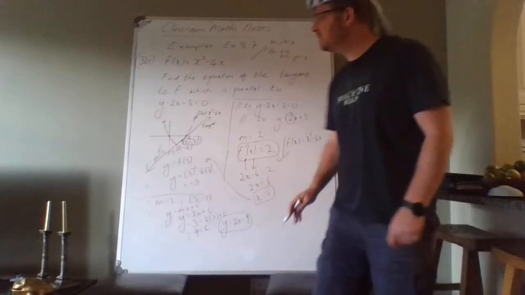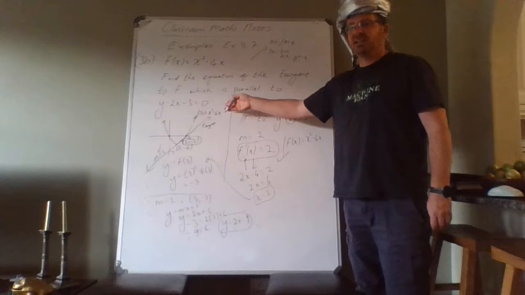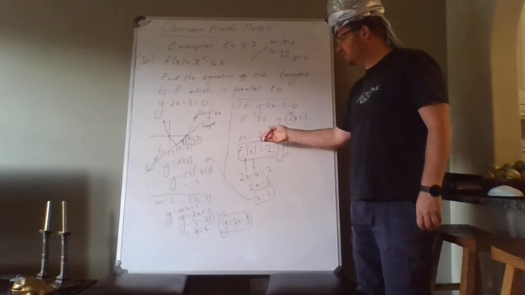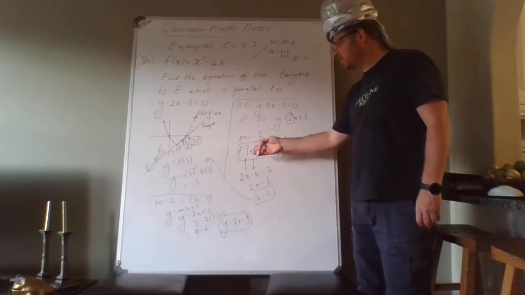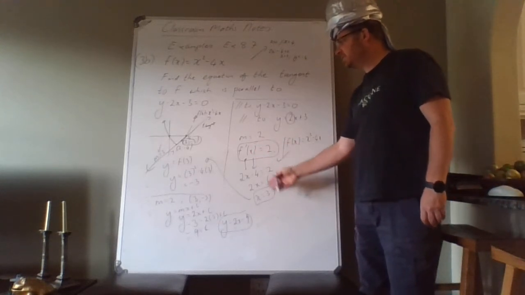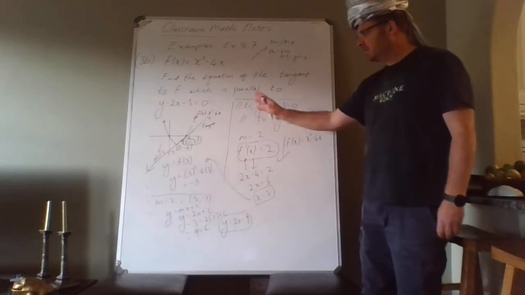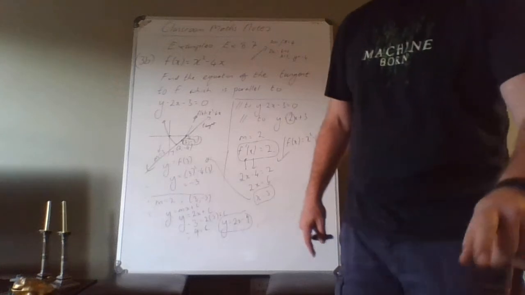So just take what you're given. By telling you it's parallel to that line, they're giving you the gradient. It's a complicated way of telling you that the gradient is 2. What gives you the gradient? The derivative. So we set the derivative equal to 2, solve that to get the x value, find the y value that goes with it, combine everything, and we've got the equation of the tangent.